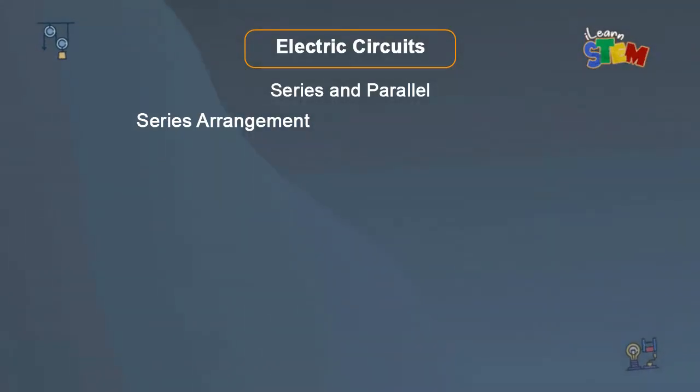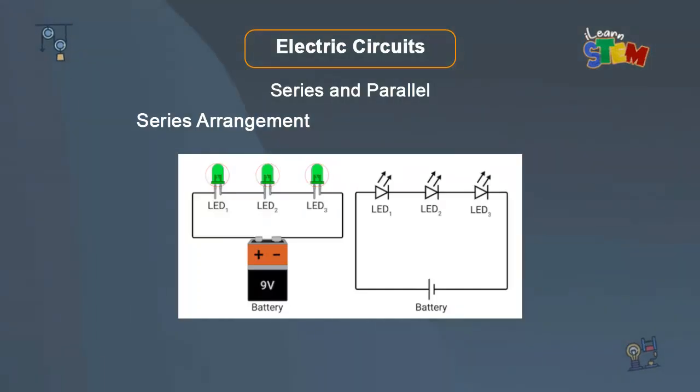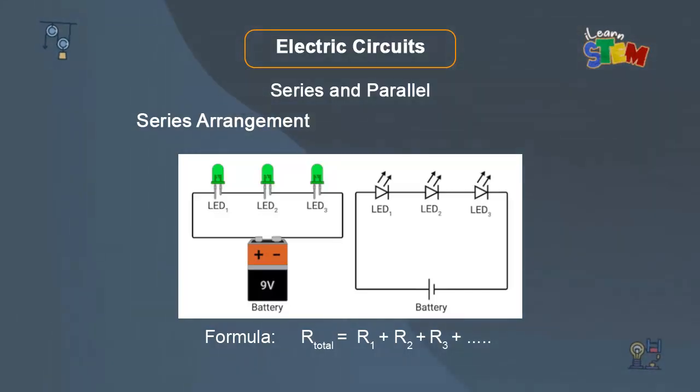In a series circuit, resistors are connected one after another, like links in a chain. The electric current has only one path to follow, so every component shares the same current. Here is the formula: the total resistance in a series circuit is the sum of all individual resistances. So, if you add more resistors, the total resistance increases, just like adding more blocks to a wall. Remember, in a series circuit, adding more resistors increases the total resistance.